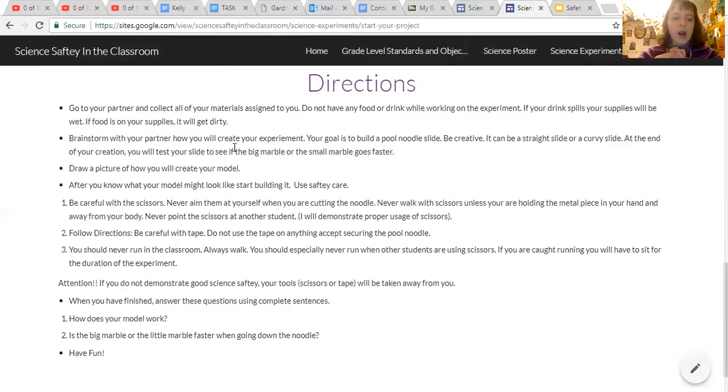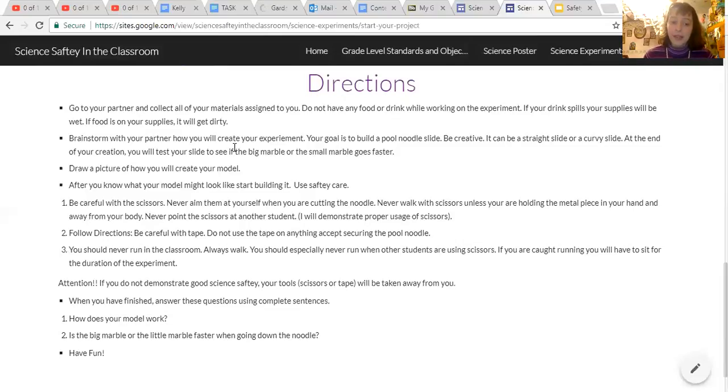You should never run in the classroom. Always walk. You should especially never run when other students are using scissors. If you are caught running, you will have to sit down for the duration of the experiment. You may still be able to work on the experiment, but you will not be able to get up. If you do not demonstrate good science safety, as I said, your scissors and your tape could be taken away.